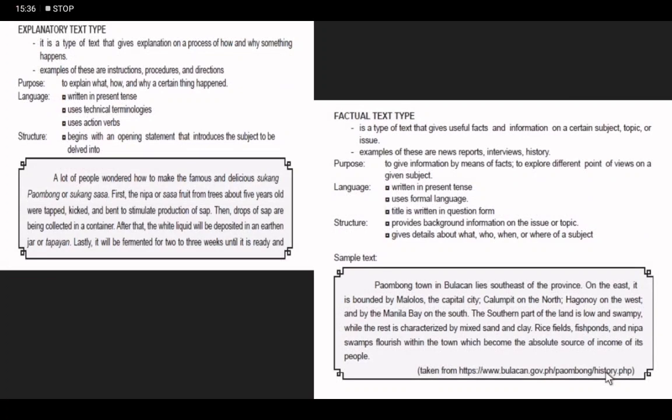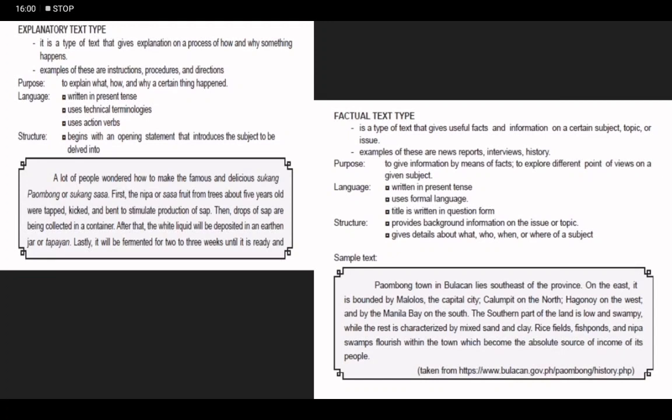The third text type that we will discuss is what we call explanatory text type. From the word itself, it explains. It gives explanation a process of how and why something happens. Examples of these are instructions, procedures, and directions. The main purpose is to explain what, how, and why a certain thing happened.